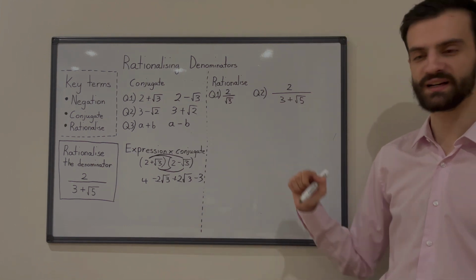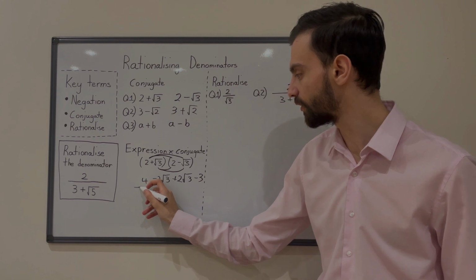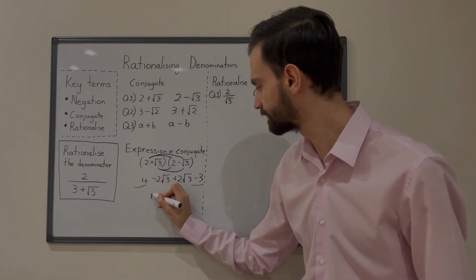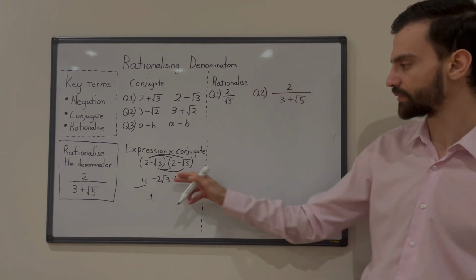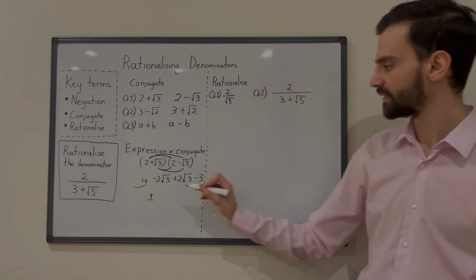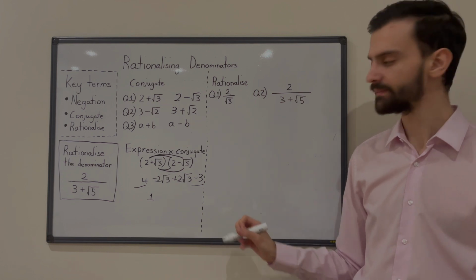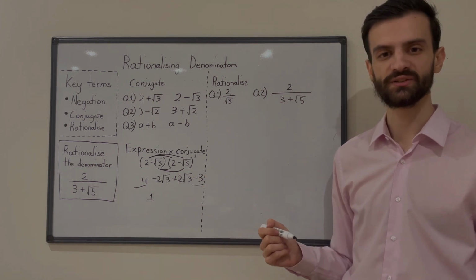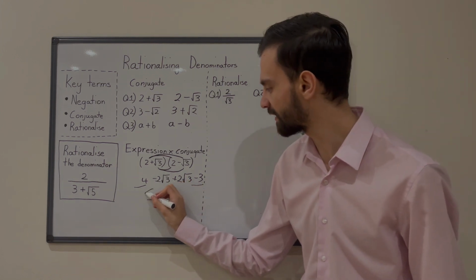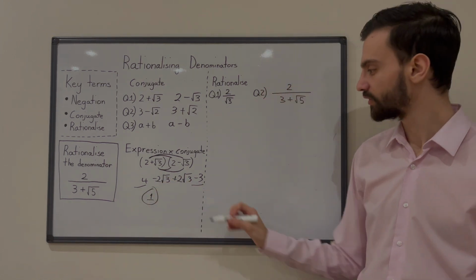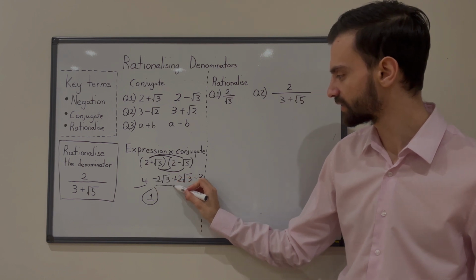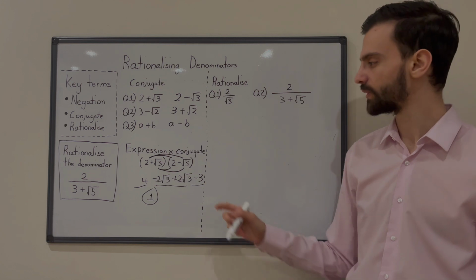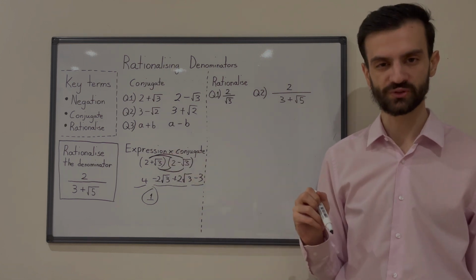We're going to simplify this. We have 4 minus 3, which is 1. Now we do the numbers with the square roots, which is minus 2 square root 3, positive 2 square root 3, which will cancel out to 0. So we only have the number 1 over here. Notice how the square roots cancel out. And this is always going to be the case when you have the expression multiplied by its conjugate.